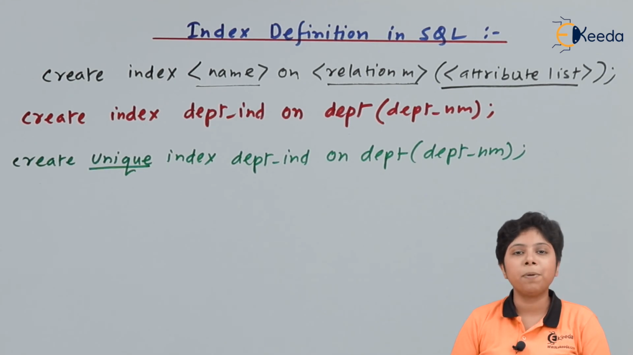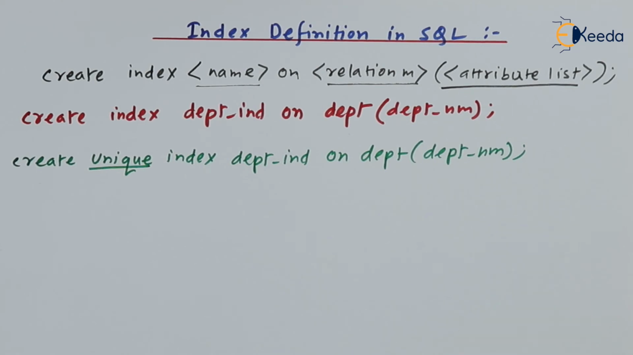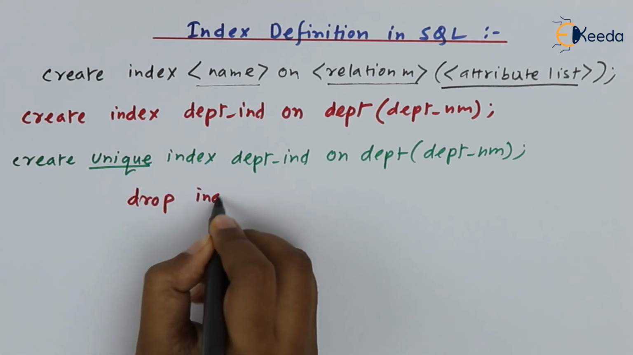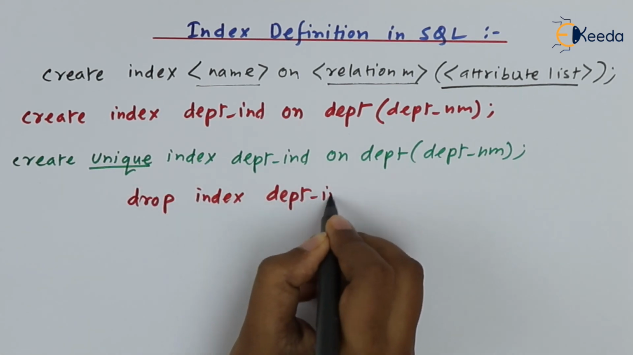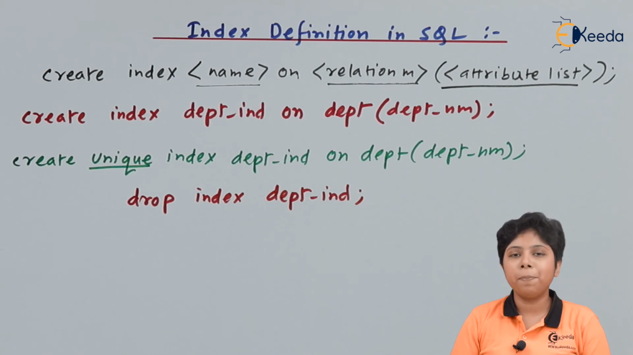Now how to drop or delete an index from a table? We can just use drop index followed by the index name. So drop index department index will just delete the index on this department relation, and then we have only the logical schema definition index maintained by SQL.